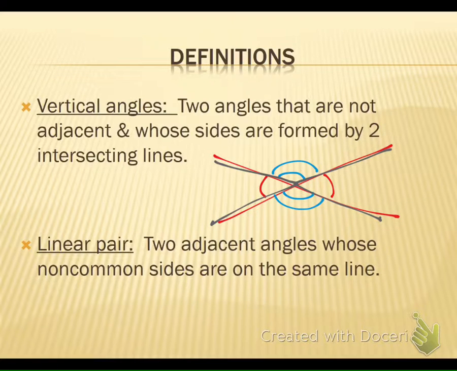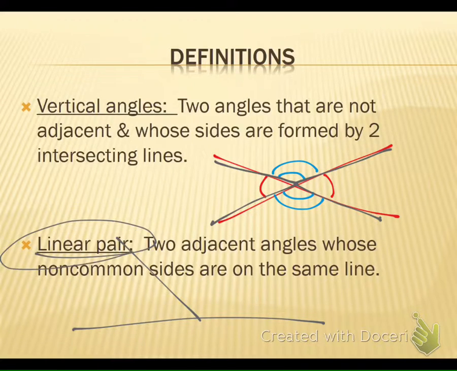And then a linear pair is two adjacent angles whose non-common sides are on the same line. So if you have a line and you have two angles that are adjacent, those are called a linear pair. They're the exact same thing that we did last week. We just called them supplementary angles. There was the bonus one on your quiz where you added the two angles equal to 180. Same thing. Now we just have a fancy name for it. It's called a linear pair basically because they make a line.